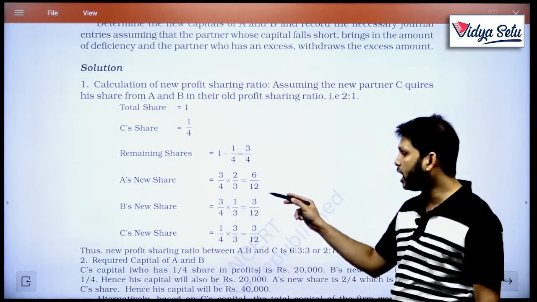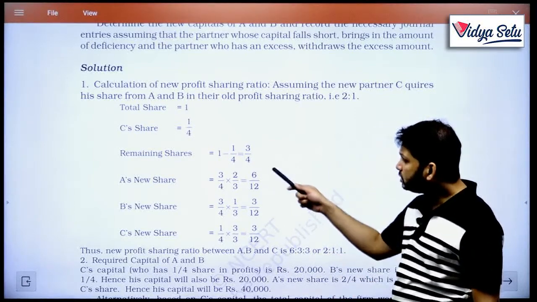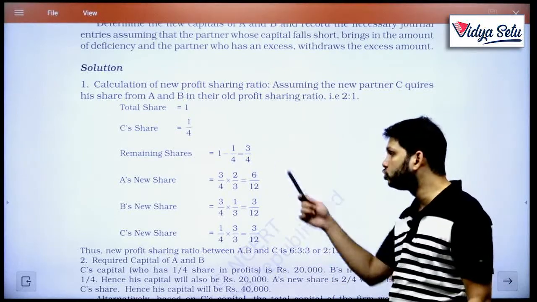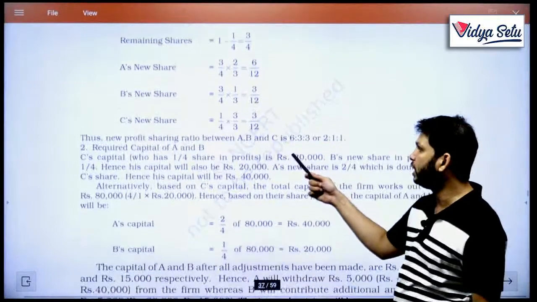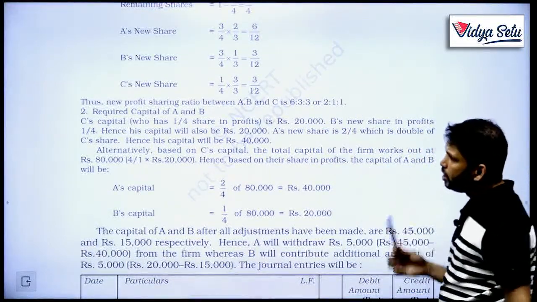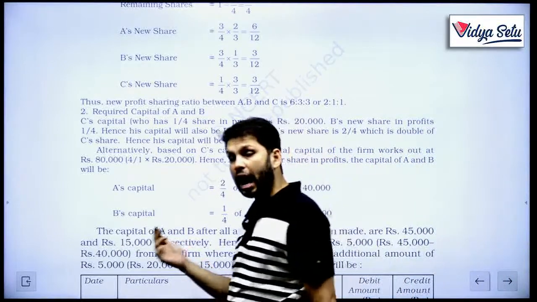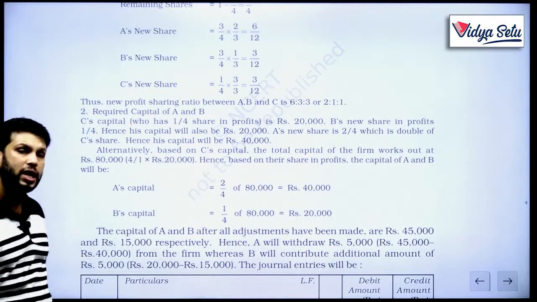6 plus 3, 9 plus 3, 12. So the denominator is correct. Now 6:3:3 can also be written as 2:1:1. So thus the new profit sharing ratio between A, B and C is 6:3:3 or 2:1:1. Now what do we need? We already have the new ratio. So what we need is the required capital of A and B.